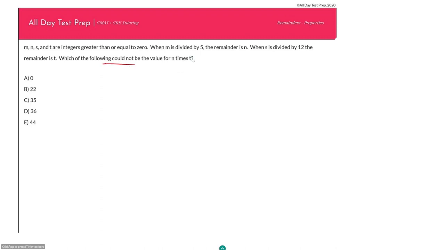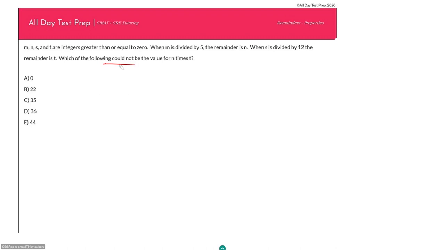So here, we've got 4 variables, right? M, N, S, and T, without really much information about any of these things. And if you're trying to set up equations here, or trying to solve for anything, or trying to do too much algebra, you might run into problems, especially because this is a could not be true question. So anything in this category, could be true or could not be true questions.